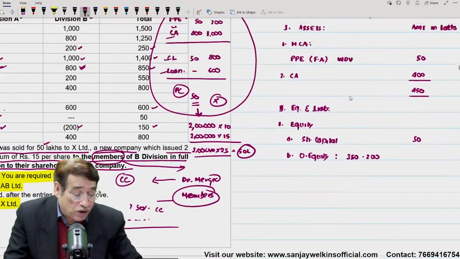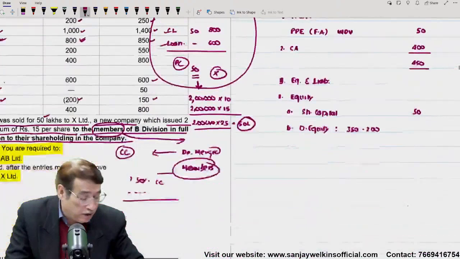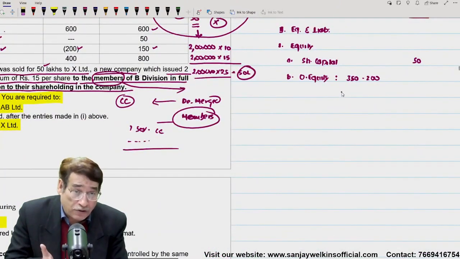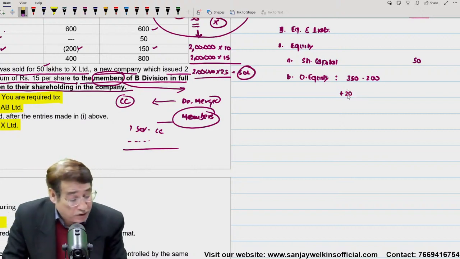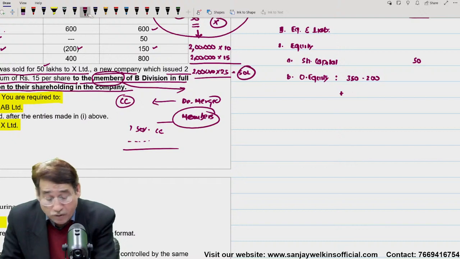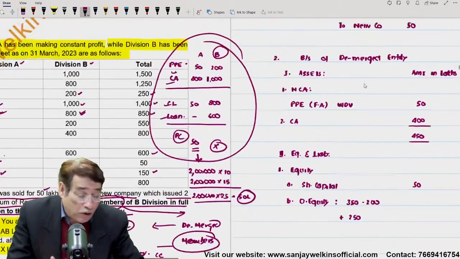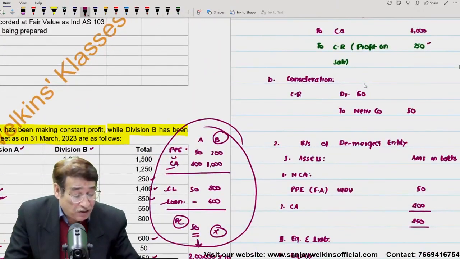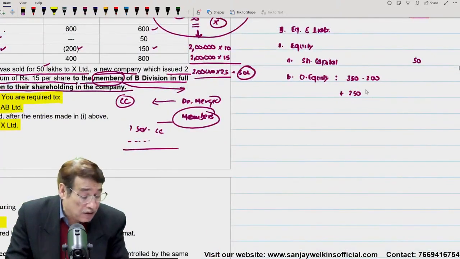Because in this question, when you wrote the entry, first of all there was capital reserve here. That means there is a credit balance, and capital reserve is a part of other equity. You will add 250, sorry, not 200, because the credit balance is 250. So, you will add 250. And then, because in the next entry there was a loss, you debited capital reserve. So, capital reserve debit balance is minus 50.